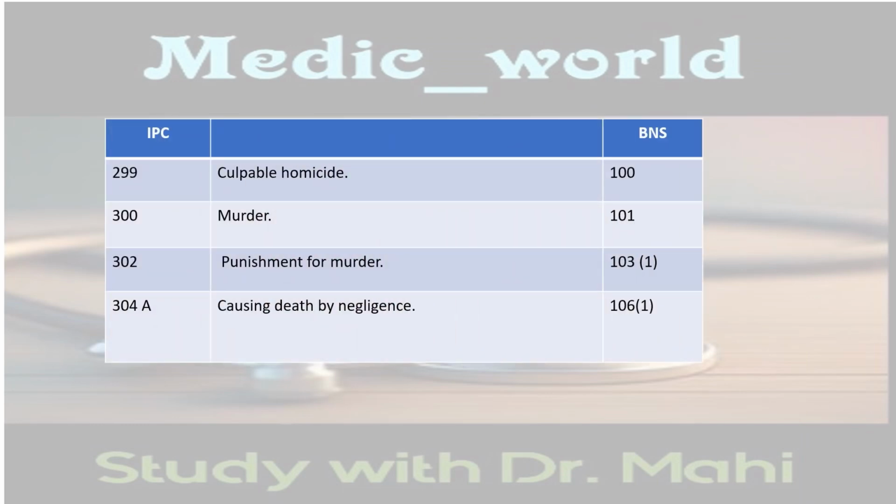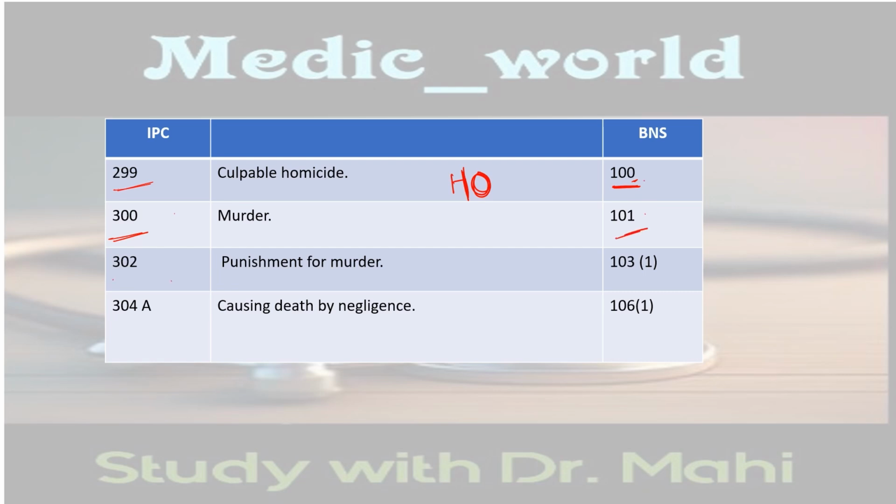Now next, murder sections. 299 was culpable homicide in IPC, and in BNS it is 100. 0 means death. Okay, 100. How do we learn? Homicide. HO. H here is 1 and 0. So 100 is culpable homicide. 300 was murder in IPC, and 299 plus 1, 100 plus 1, 101.